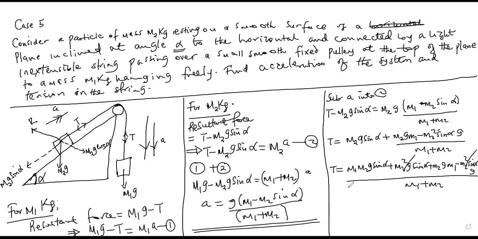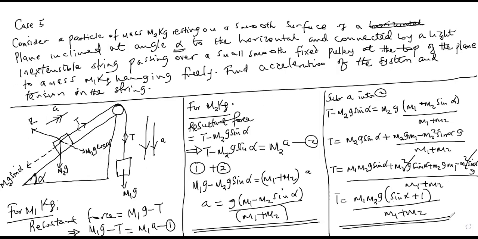M2 squared will go, so we shall have T as M1 M2 G sine alpha plus M2 M1 G. So we shall factorize out M1 M2 G, so I'll be left with sine alpha here plus 1. Everything is over M1 plus M2. As simple as that.